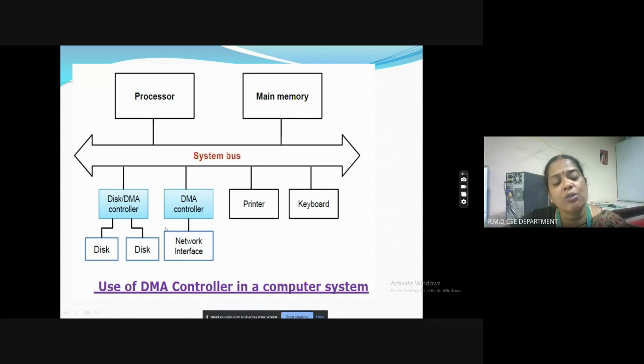So this is actually the use of a DMA controller in a computer system. In a computer system, we have the memory and processor, all connected with the system bus. Here we have a disk DMA controller that is used for transferring the data from the hard disk to the main memory. The DMA controller is also connected with the network interface, like a network card or any communication interface, and the printer or the keyboard that is used for output. So the DMA controller is connected like a processor to the computer system via the system bus.